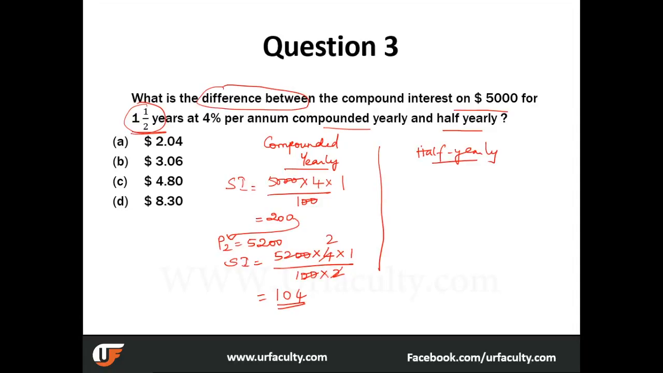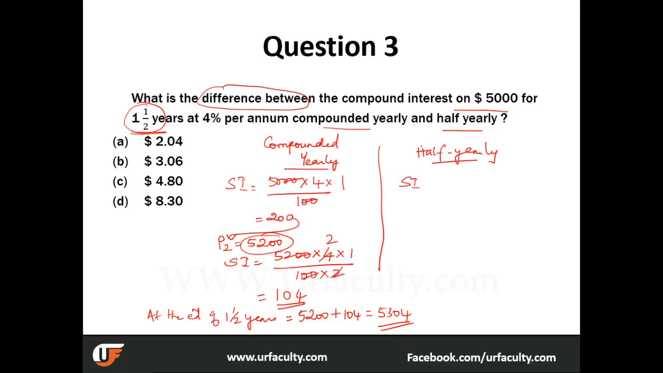So if you look at it, what are we getting at the end of 1.5 years? We get the new principal is 5,200. So at the end of 1.5 years, you have 5,200 plus 104, which is equal to 5304. Fair enough. Now let's look at half yearly calculation.